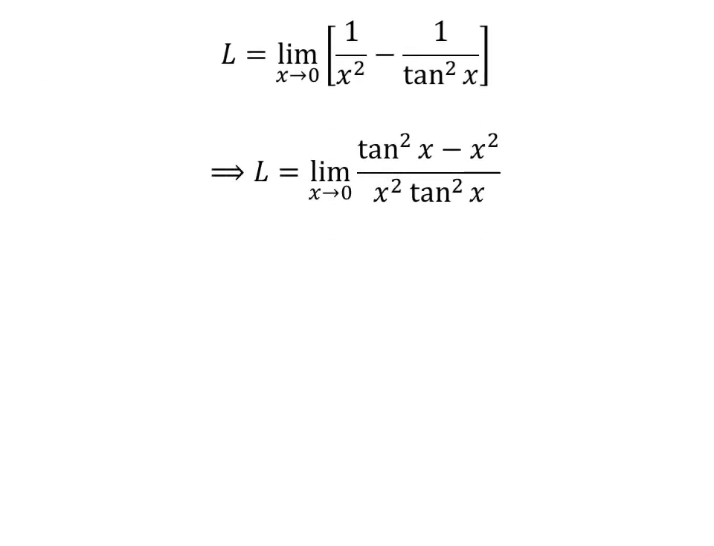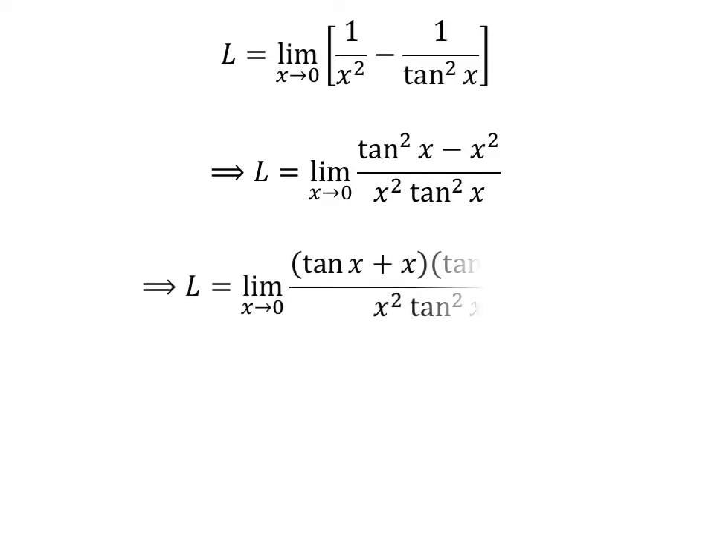The difference of the fractions is equal to square of tangent of x minus square of x upon square of x times square of tangent of x. In the numerator of the above limit, we can factorize it as tangent of x plus x times tangent of x minus x.